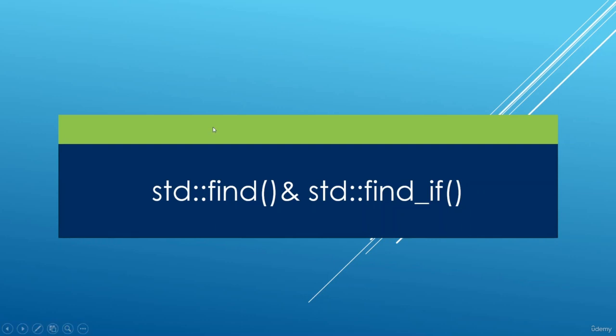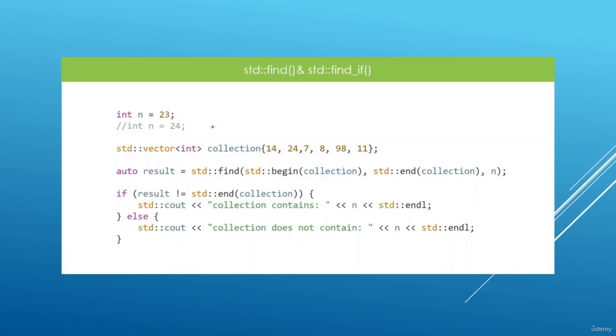In this lecture, we're going to learn about the algorithms we can use to find things in our collections. These are std::find and std::find_if. We are going to look at a few examples here.